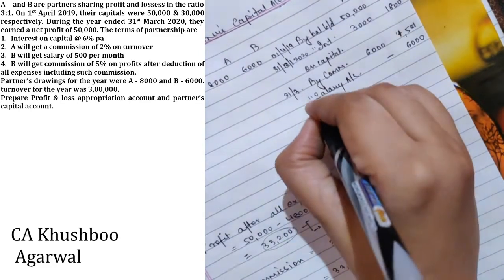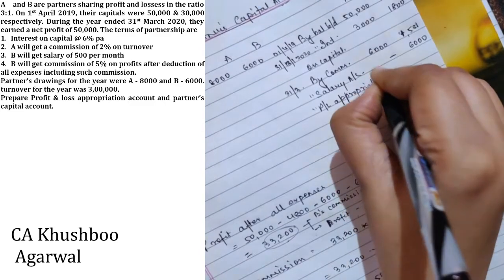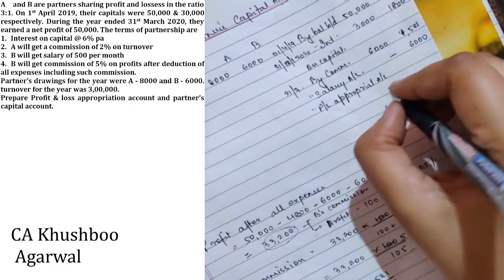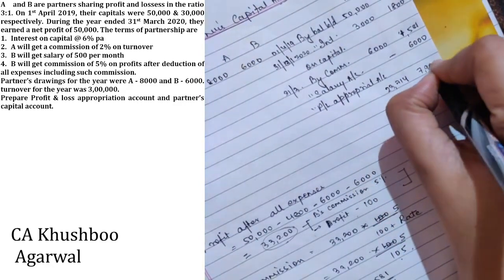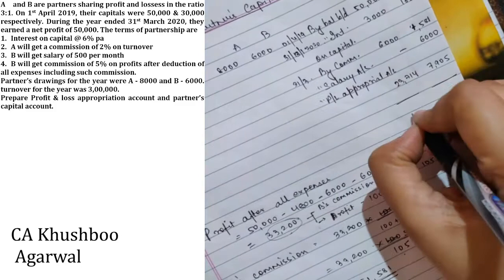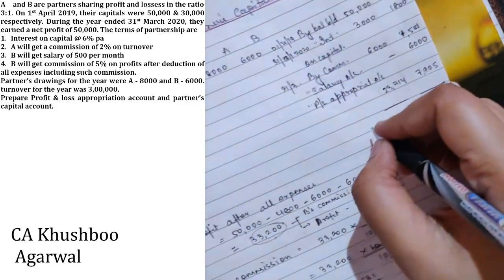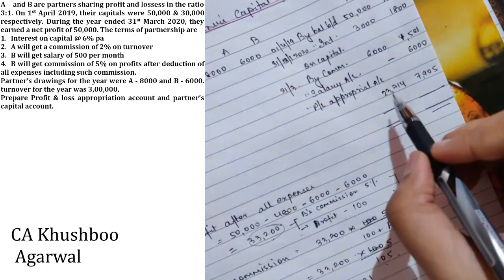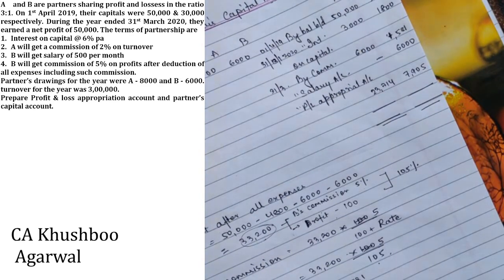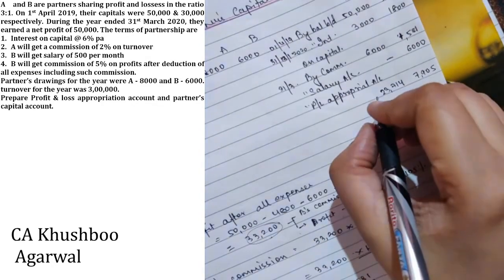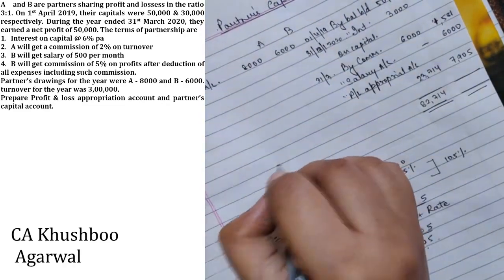So we'll post this entry in the capital account by P&L appropriation account. It is 23,714 for A, 7,905 for B. So the total balance will come as 50,000 plus 3,000 plus 6,000 plus 23,714, giving us 82,714 for A.